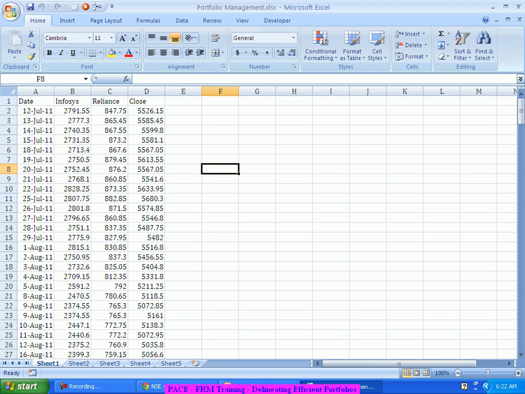Now, how do I measure the risk? As we said, risk is measured through standard deviation. One of the measures of risk is always your standard deviation. Of course, VaR and others are other concepts to measure risk, but a very basic mechanism of measuring risk happens to be standard deviation.